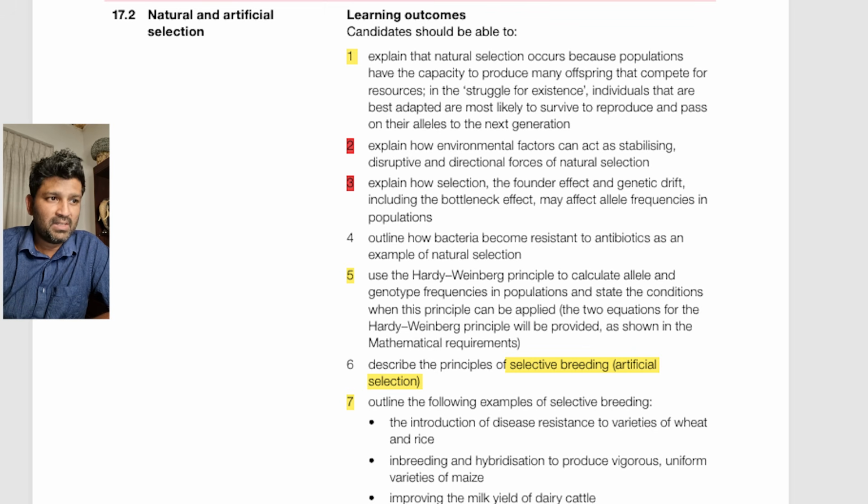And there are some examples given in your syllabus for selective breeding as well, which obviously you might want to go through, because there was one question about rice very recently. So you might want to go through the others in the syllabus.